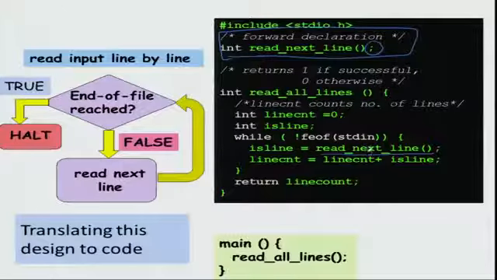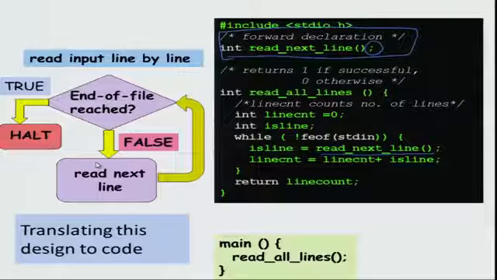Okay. We will see that in a minute. While the end of file has not been encountered, you say that read next line. Read next line will return a 1 if a line has been encountered, otherwise it will return a 0. Okay. So, line count will be incremented by 1 if I read another line, otherwise it will remain as it is. Finally, you return the number of lines read. So, this is a realization of the flow chart on the left.